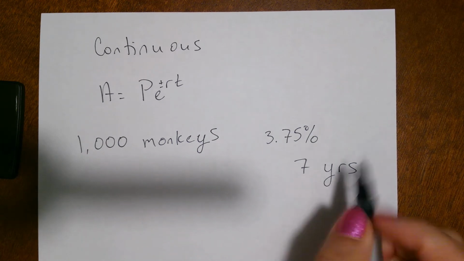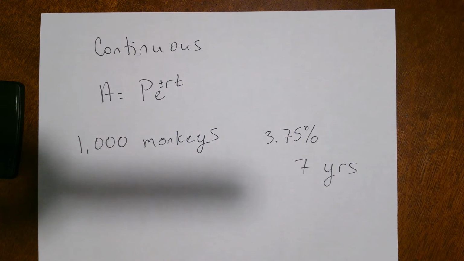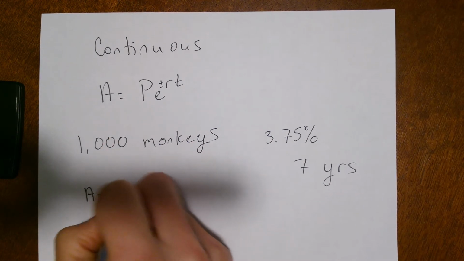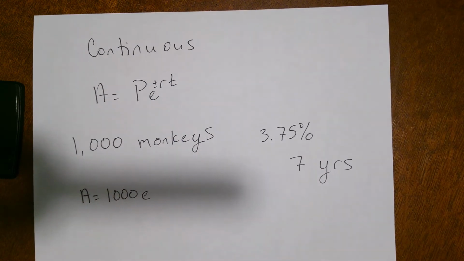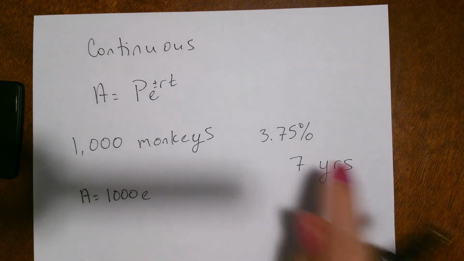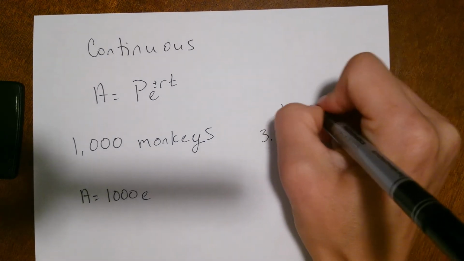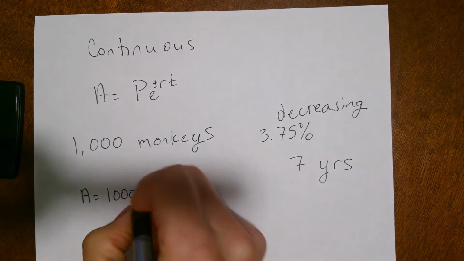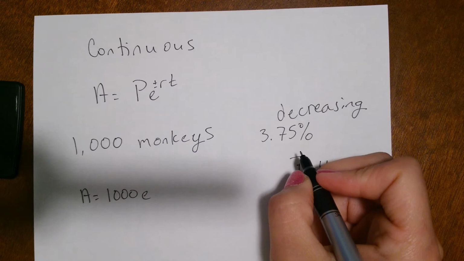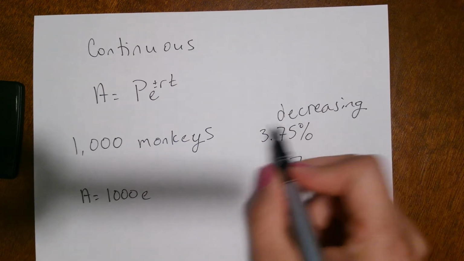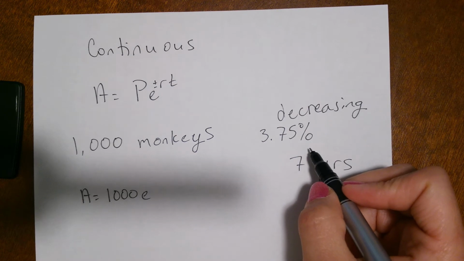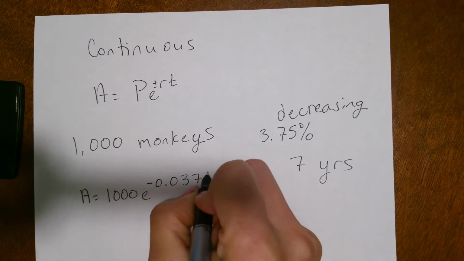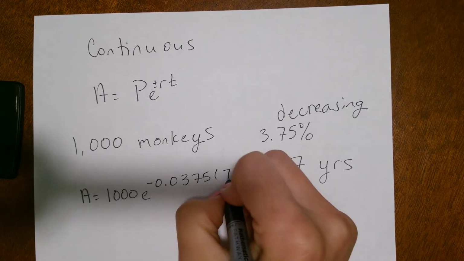So let's plug in. Again, I'm just following the formula. And I want to know how many monkeys will be left. So I have A equals my initial population, 1,000. E, again, is just that natural exponential. Since I'm decaying, they are decreasing at a rate of 3.75%. It's negative, and just like with the regular exponential growth and decay, I don't want to use the percent. Either you want to use a decimal or a fraction. So I have negative 0.0375, and then times my time, so times 7.